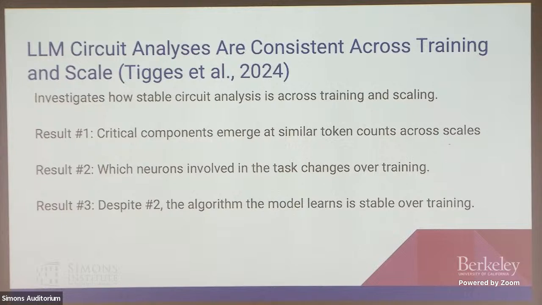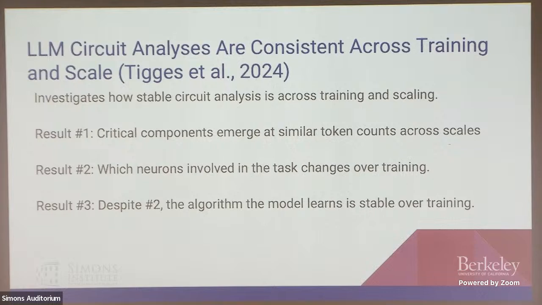And then we looked at which actual neurons were involved in the task at different points in time and found substantial fluctuations. At some point in time when the model had the capability, certain neurons were involved. Then over the course of training, the model preserves that capability, but which neurons are actually doing the activities changes. And despite the fact that these individual neurons are changing, the algorithm that the model learns is in fact stable. So I think this tells you something very important about what you can and cannot extrapolate.